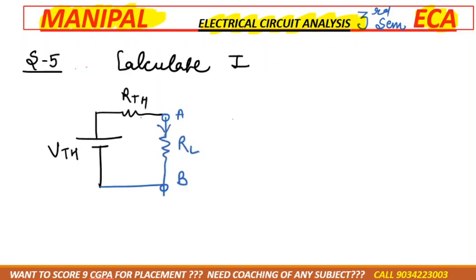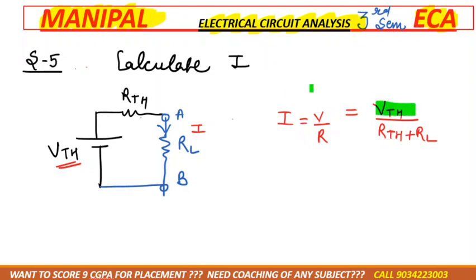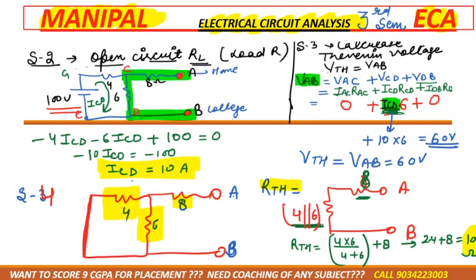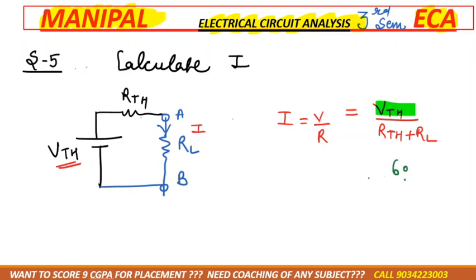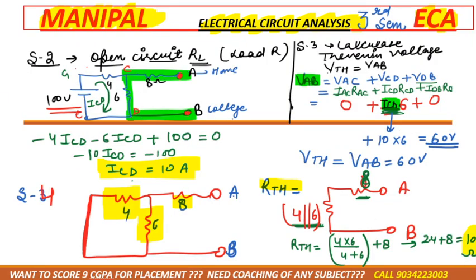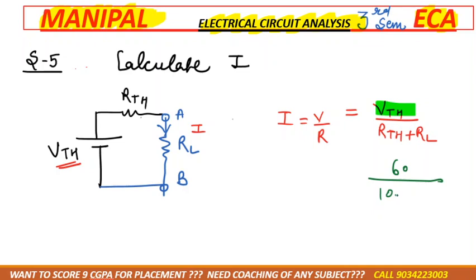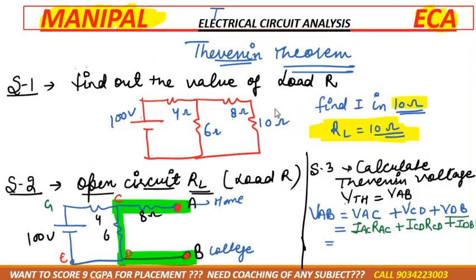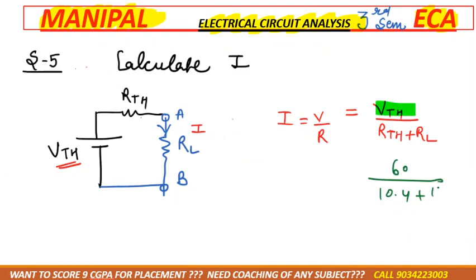Then we need to apply Ohm's law. According to Ohm's law, I is equal to V by R. V is how much here? VTH. R is how much here? RTH and RL. So now you already calculated the value for VTH, that is 60 volt, and the value for RTH, that is 10.4. So 10.4 plus RL. RL is how much? That we removed in the first step, 10 ohm. We just need to put down the values, then we'll get the final answer.